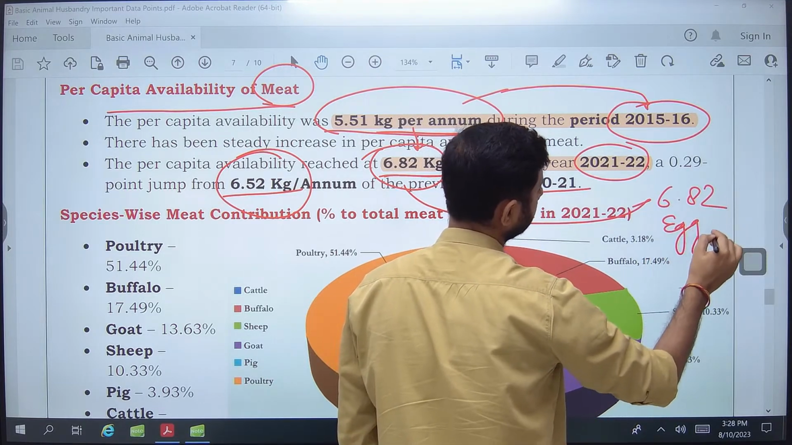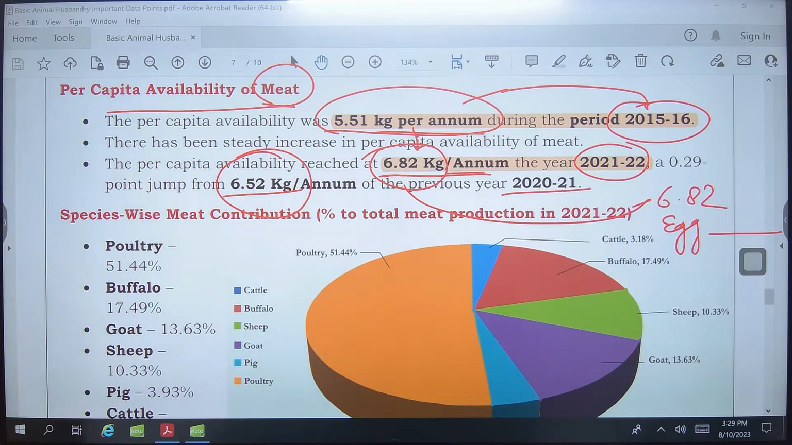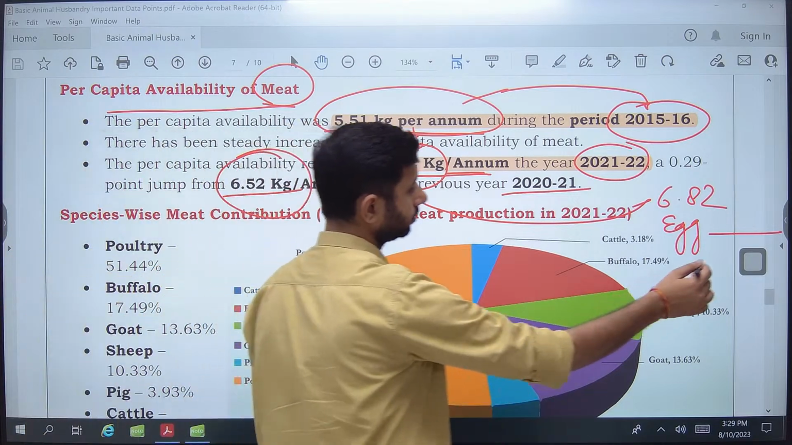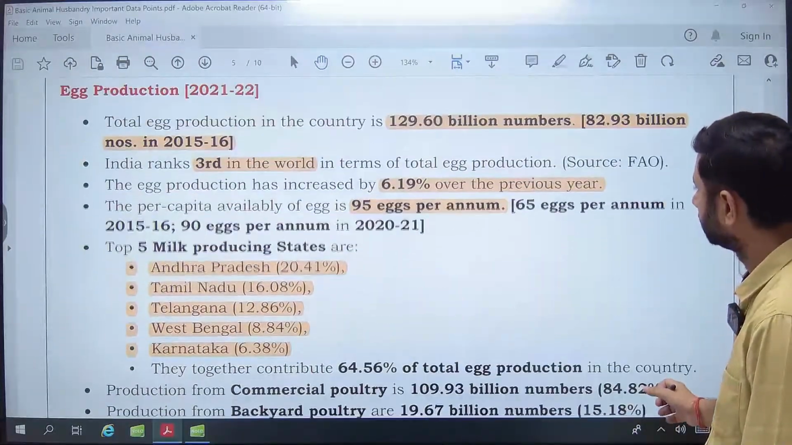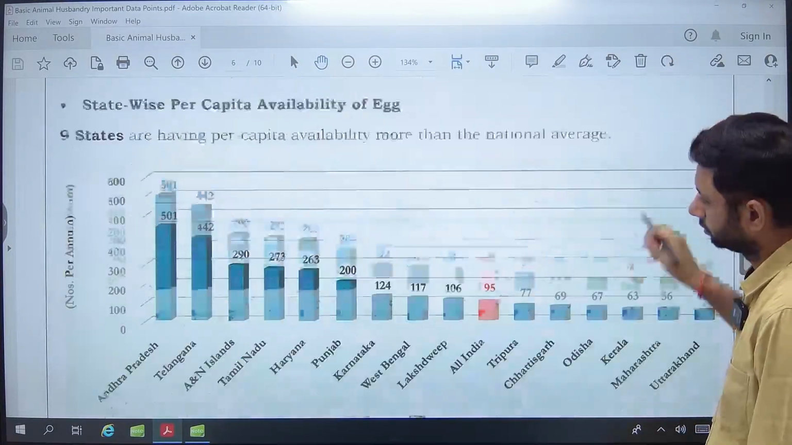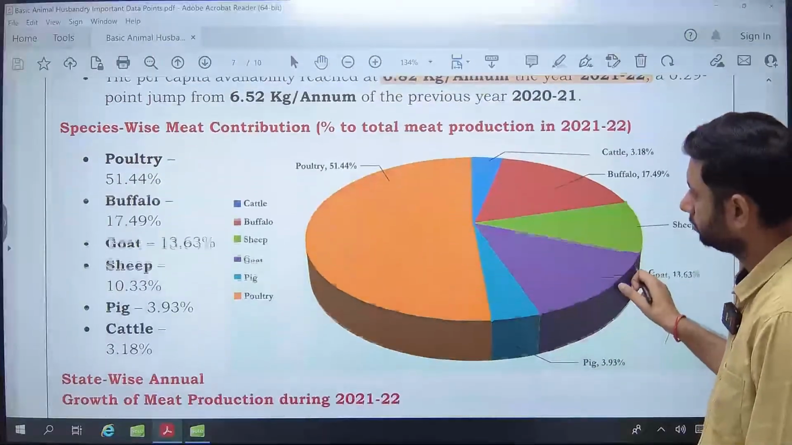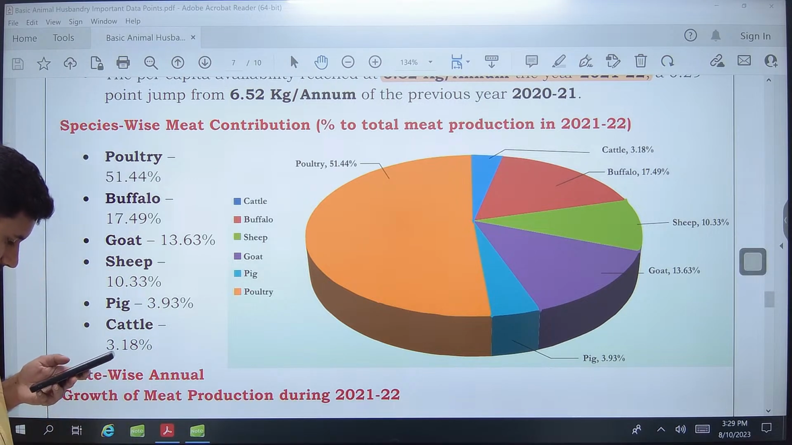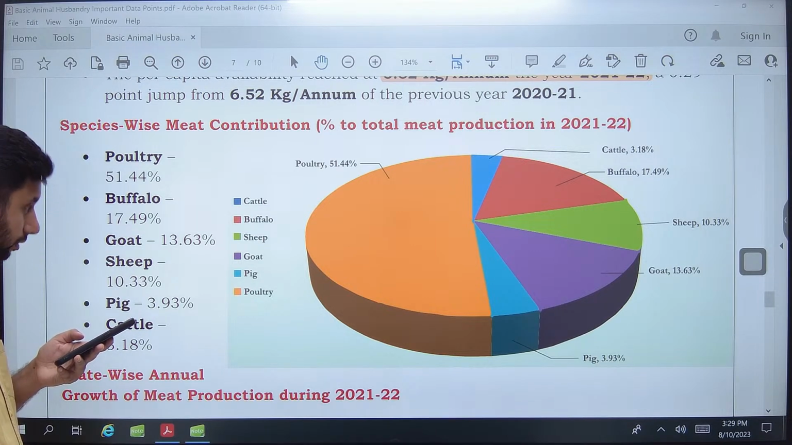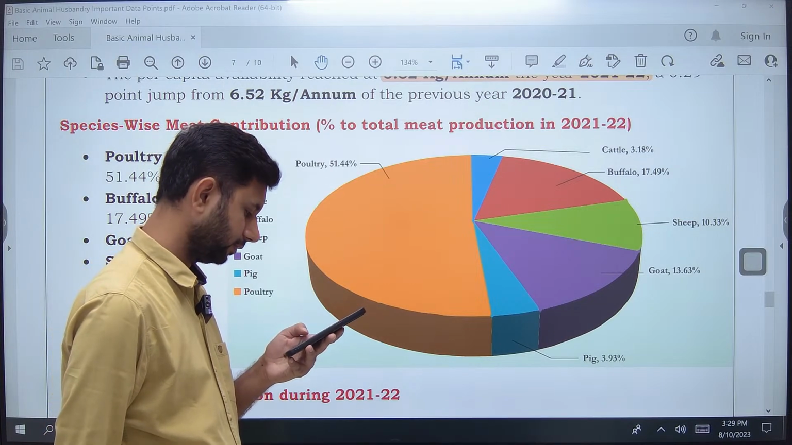What was eggs per capita availability? Do tell me in the comments. Good, 95 eggs. Well done. Let's remember what was the unit also. 95 eggs per annum. Good. Per capita availability of egg is 95. Yes.